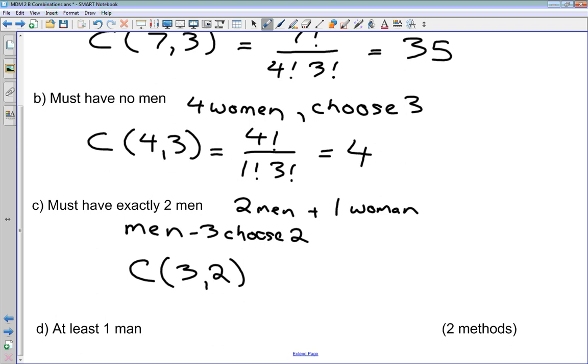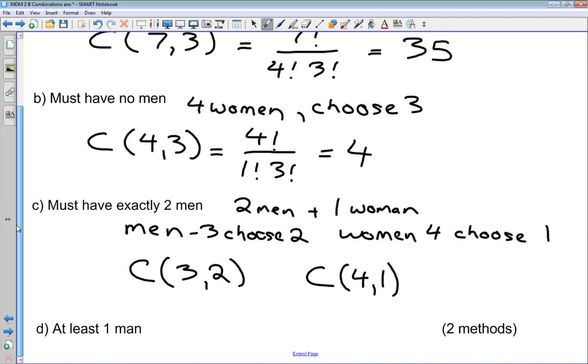If we're looking at the women, how many total women do we have to choose from? Well, we've got 4. We want to choose 1 of them. So that combination is going to be 4 choose 1.